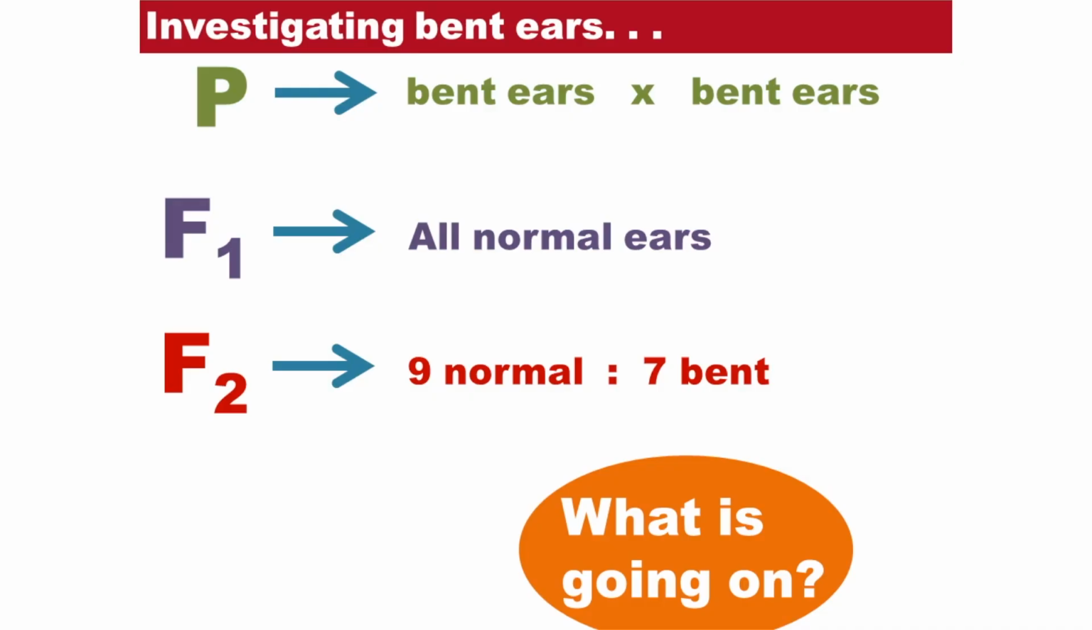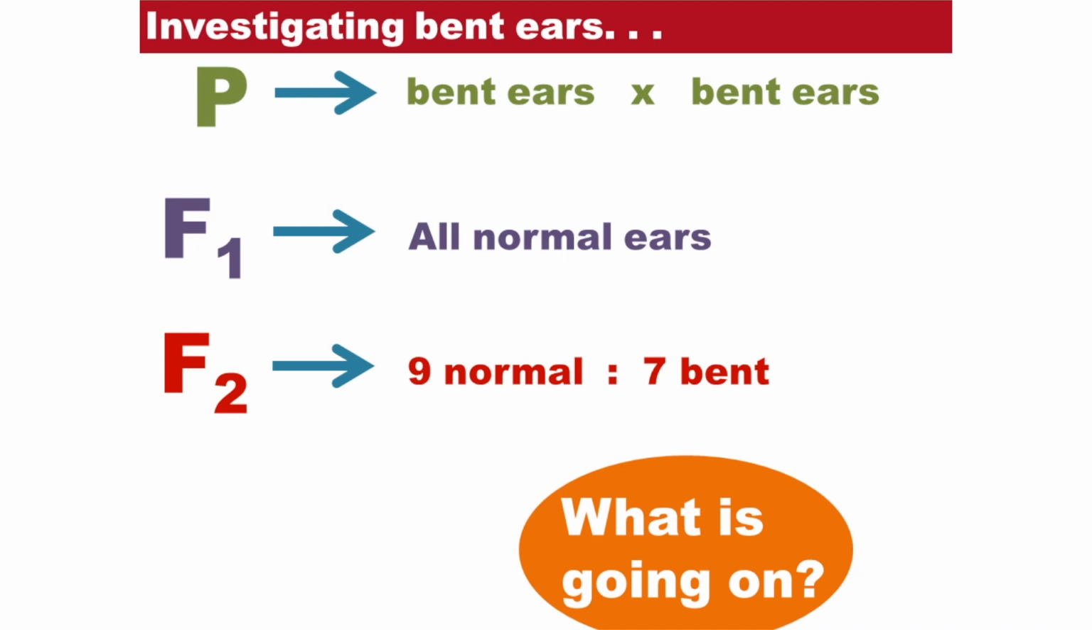So the initial P generation for parents, bent ears, you should be able to write down what the genotypes for those were, what we thought they were. But then we got all normal ears. Now that tells you whatever you wrote up there, probably not correct.